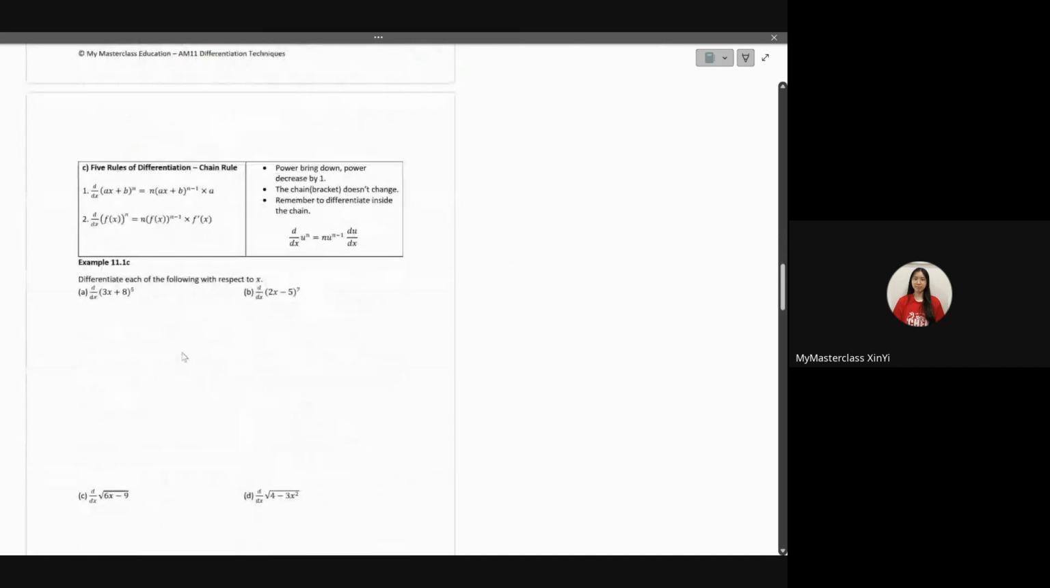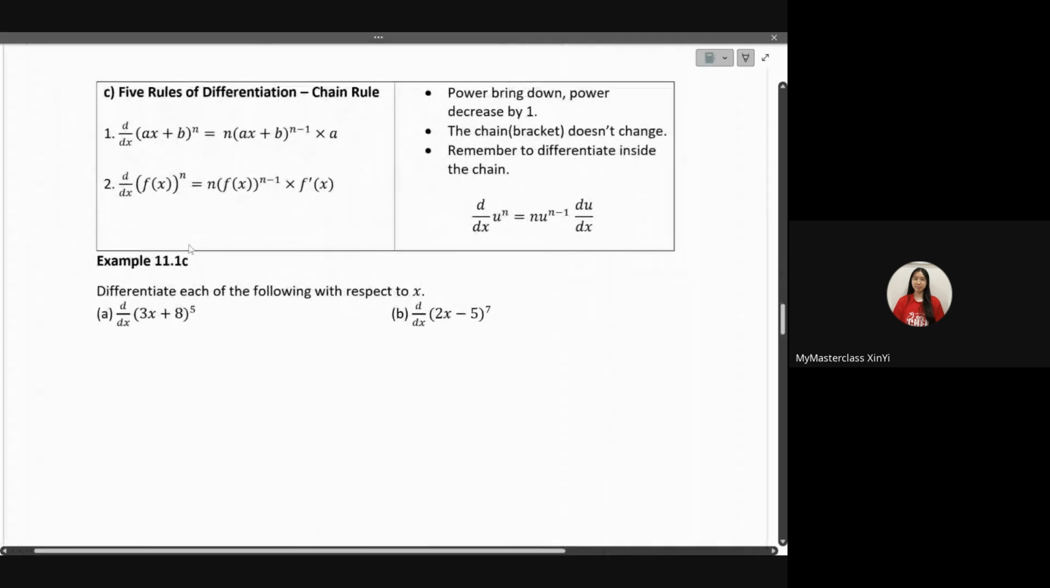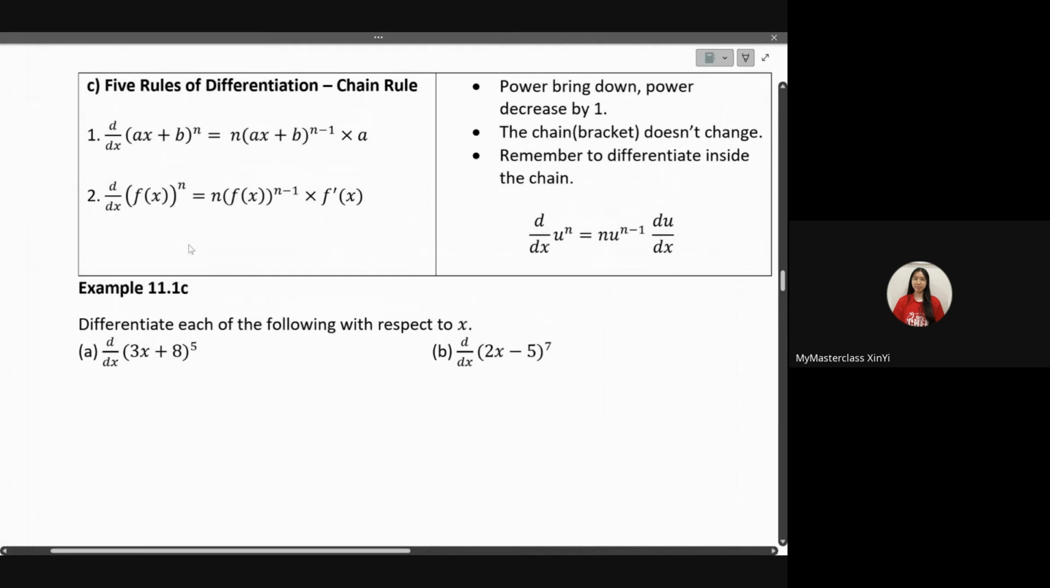Okay, now I'm going to talk about another rule, which is slightly different from your power rule. What happens now, if you have something like this? Okay, so this is what we call the chain rule. So when I have a power attached to something plus something, for example, here my unknown is inside, right, the x. So this is what we call the chain rule, where I first deal with the power outside. I bring down the power, reduce the power by 1.